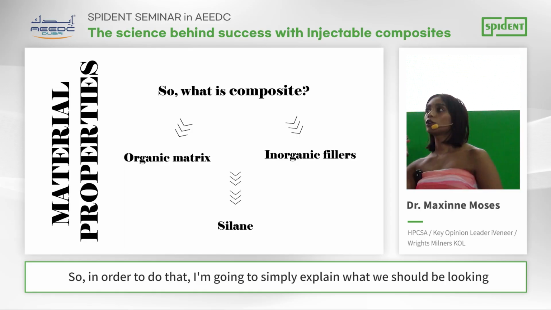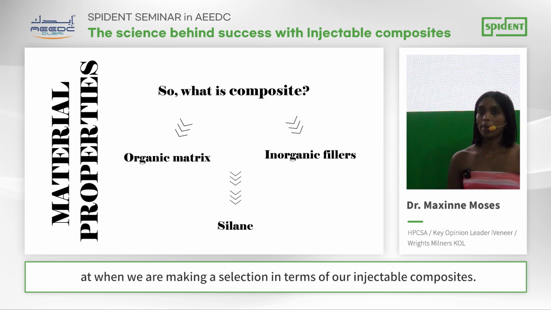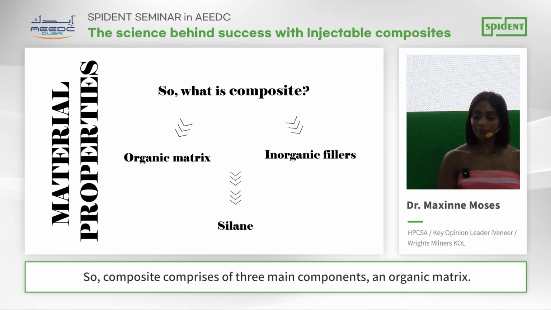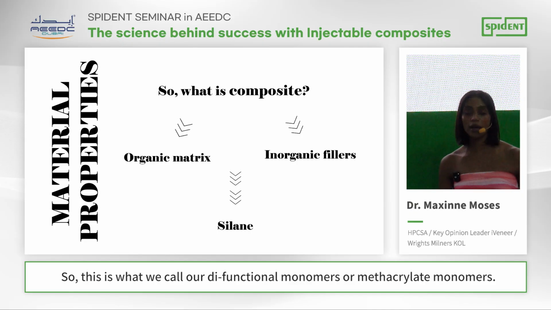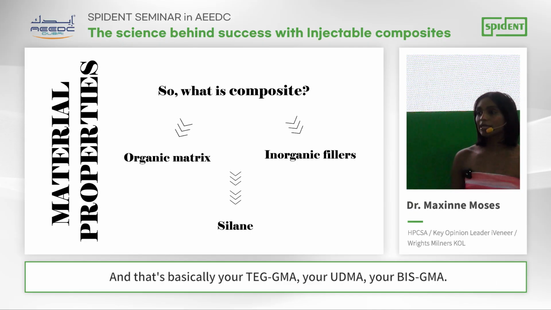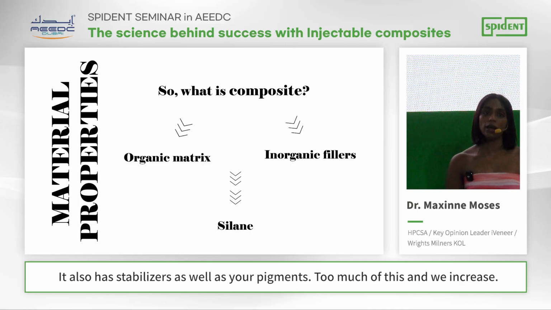So in order to do that, I'm going to simply explain what we should be looking at when we are making a selection in terms of our injectable composites. So composite comprises of three main components: an organic matrix. This is what we call our difunctional monomers or methacrylate monomers. And that's basically your TEGDMA, your UDMAs, your BisGMA. It also has your stabilizers as well as your pigments.